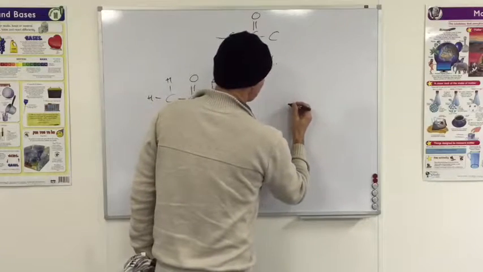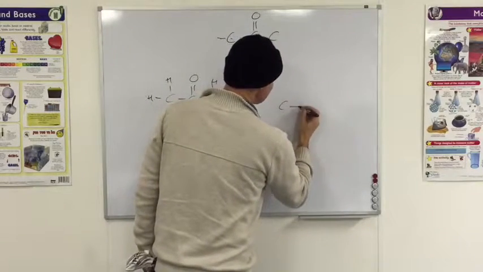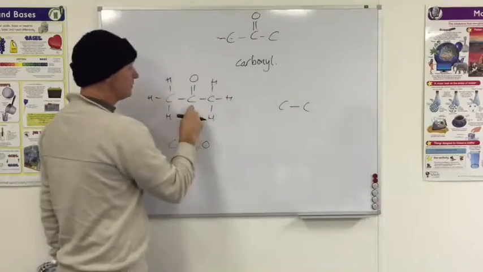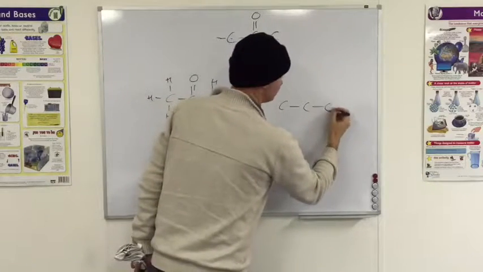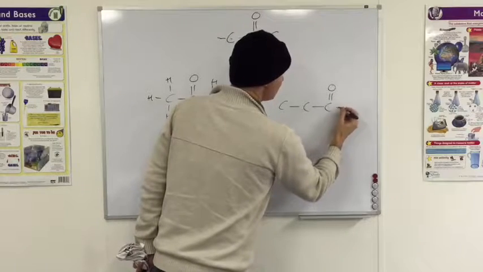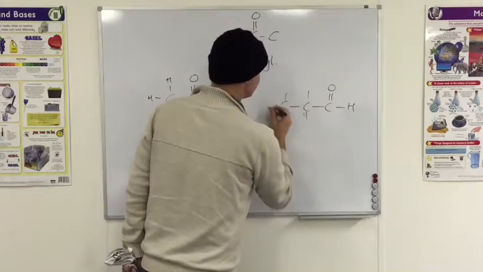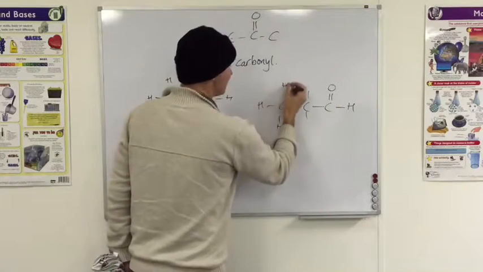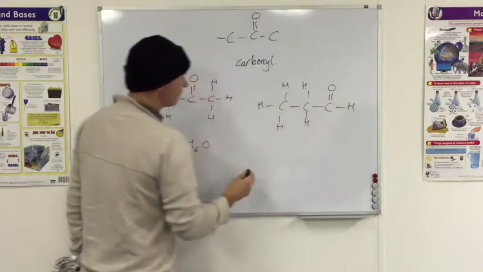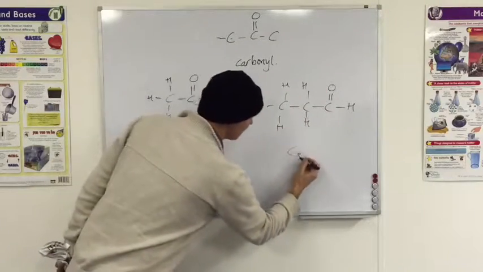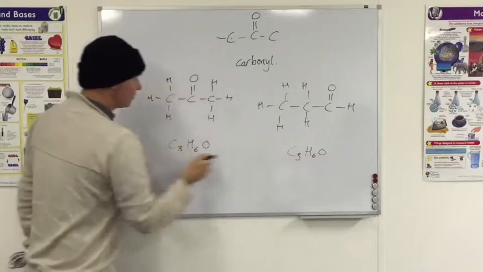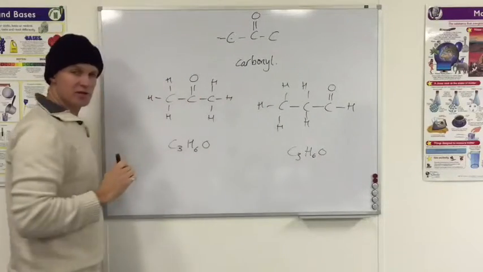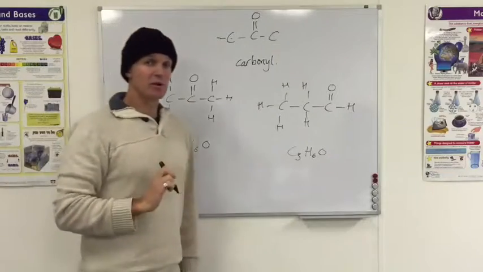So what we can do is, instead of having the functional group right bang in the middle, we'll pop it in the end, thereby making a different substance. And there's all the H's. So if you have a look at the molecular formula of that, we've still got 3 C's, we've still got 6 H's, and our O. Same molecular formula, different structural formula. So that's an example of an isomer.